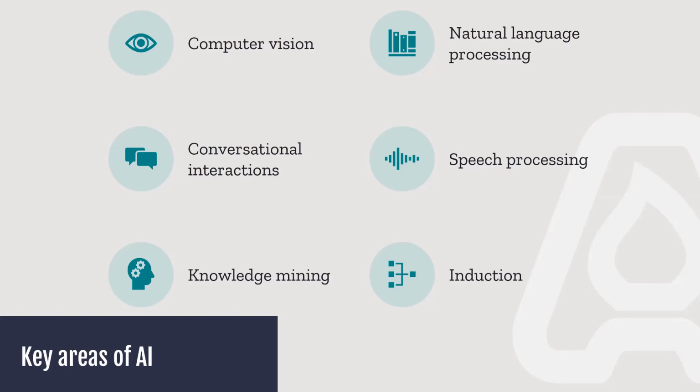Humans are fantastic induction machines. Very early on, we start hearing words and we start putting meaning to them, and we're very good at it. And this ability to go from specifics to general underpins a significant amount of the other areas of AI.